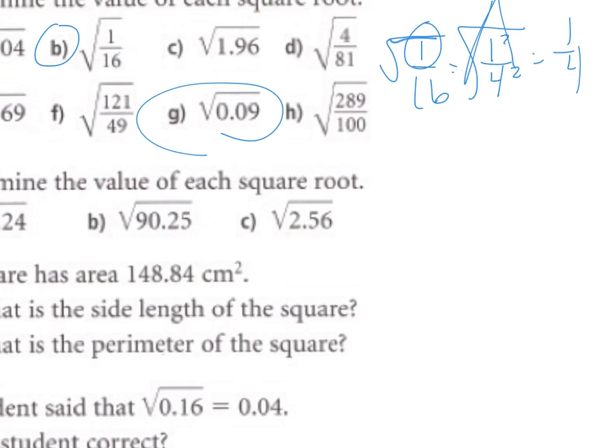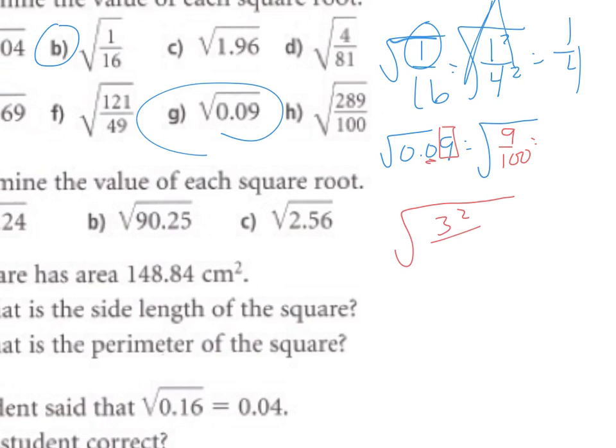If you're dealing with decimals, you do this exact same thing. You convert that to a fraction by going tenths, hundredths, so I read it as 9 over 100, which can be written as 3 squared over 10 squared. The square gets canceled by the square root symbol, and I'm left with 3/10 as an answer. So essentially they're all going to be the same.